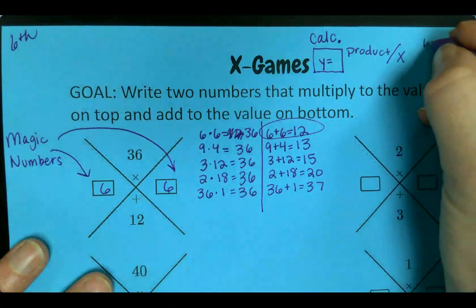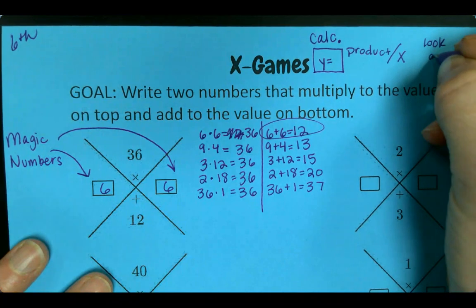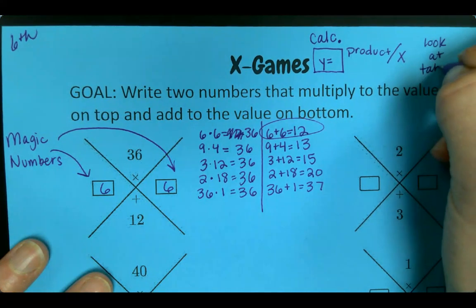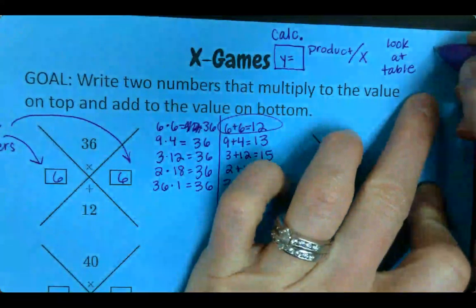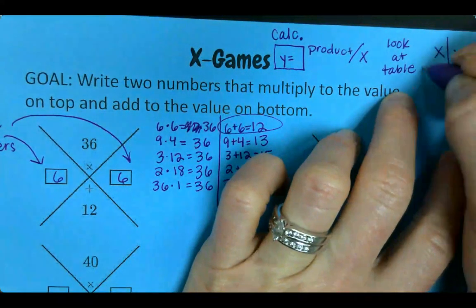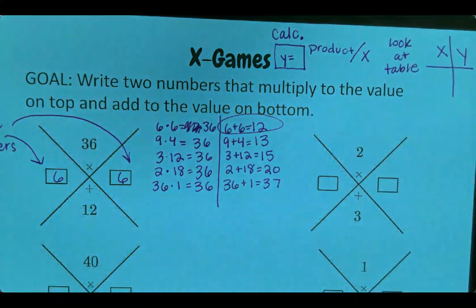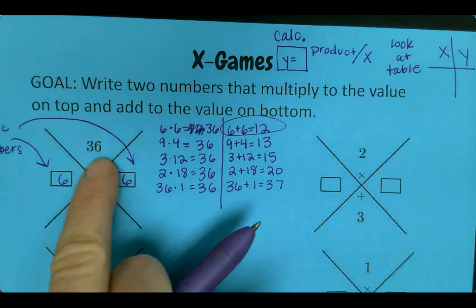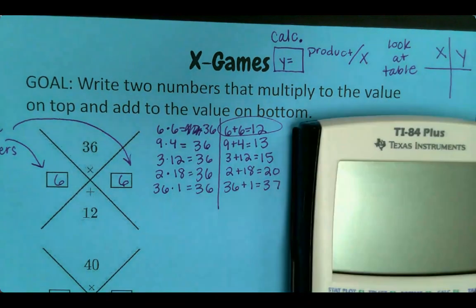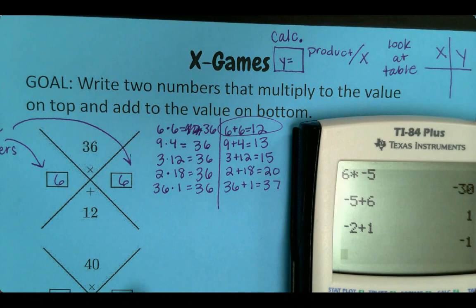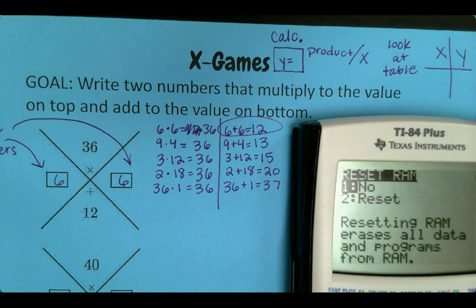And then the way you can look at them is look at the table. Your factors are going to be the x and the y. And you're looking for the two numbers that add to get whatever's on the bottom of your x. So I'm going to show you how we do this one in the calculator. I'm going to go ahead and clear out my memory on the calculator. Second plus 7, 1, 2.